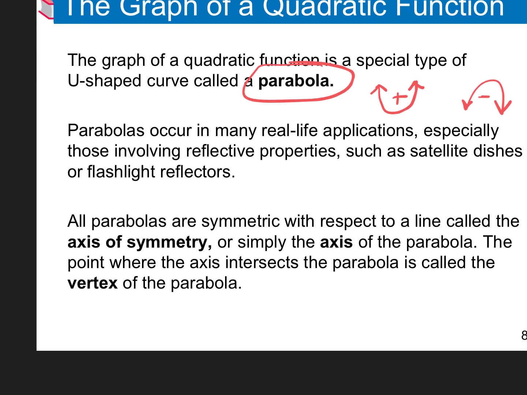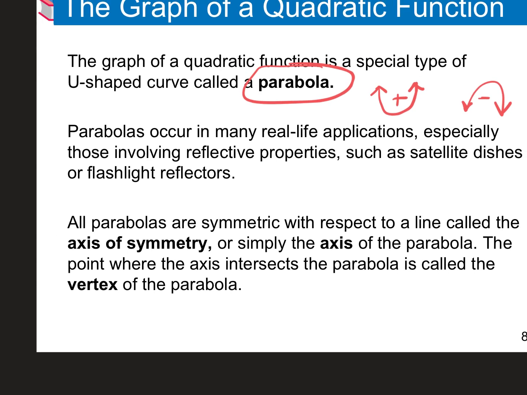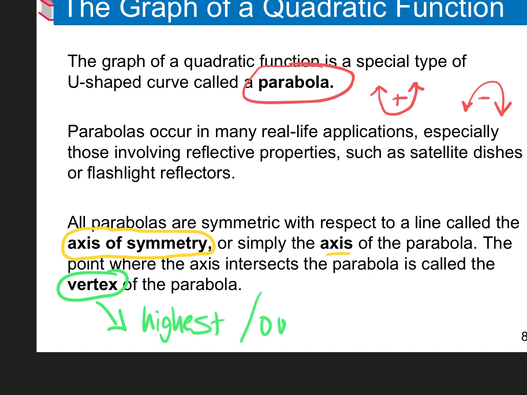All right, then we're going to talk about some other things that have to do with a parabola, like the axis of symmetry. What does the word symmetry mean? The same on both sides. All right, axis of symmetry we're going to talk about, and something called the vertex. Your vertex is going to be the highest or lowest point of the parabola.